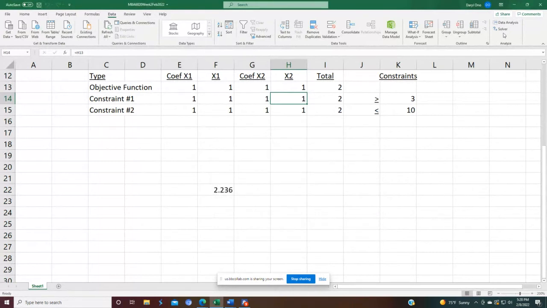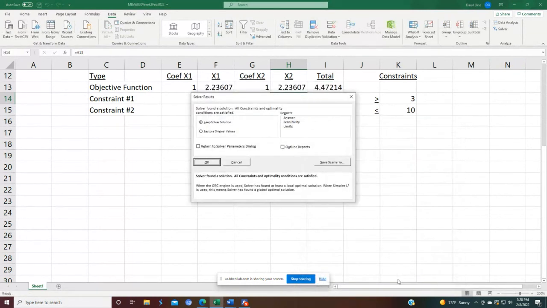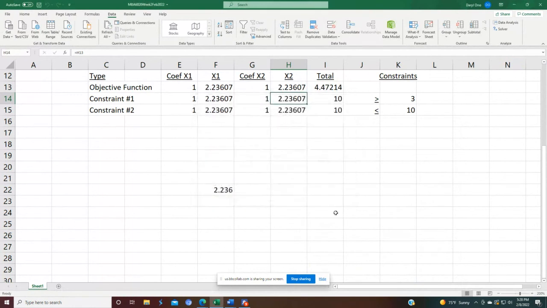So if I go back to Solver and switch this to GRG Nonlinear, solve, there's our original one. See, so evolutionary is better, but it doesn't always work. GRG Nonlinear is more robust, but it's limited. It has to be smooth functions.